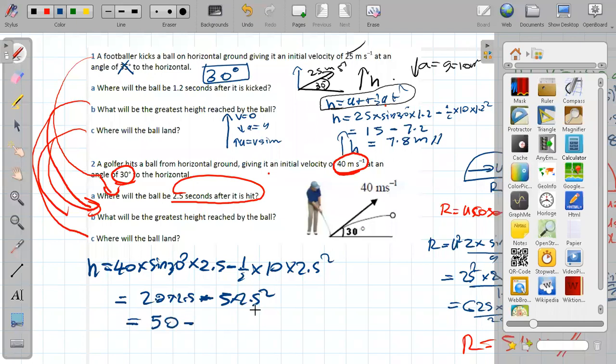50 minus 6.25 times 5. 6 times 5 is 30, and 2.5 times 5 is like 12.5. Something like this. So it's going to be like 18.75 meters something. Did you get this? Did you get this answer?